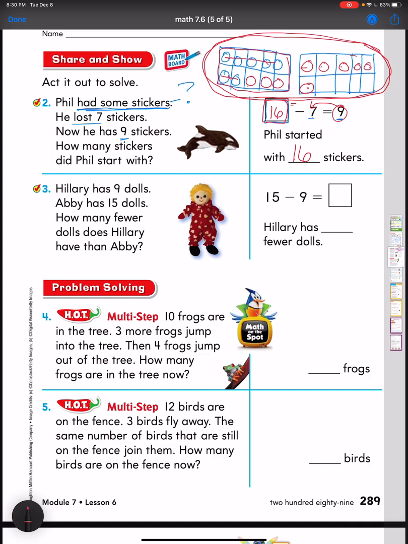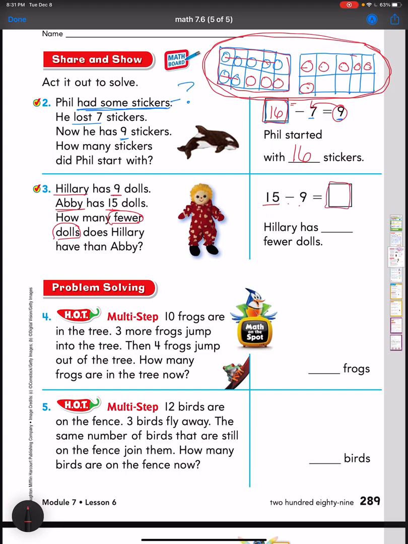Number 3, Hillary has 9 dolls. Abby has 15 dolls. How many fewer dolls does Hillary have than Abby? What do we know? We know that what Hillary has, she has 9. We know what Abby has, she has 15. And it says how many fewer dolls. So that means we're going to subtract. Those words are important. We are comparing Abby's dolls and Hillary's dolls. We're going to find the difference of the two. So we would say 15 minus 9 will equal whatever the difference is.